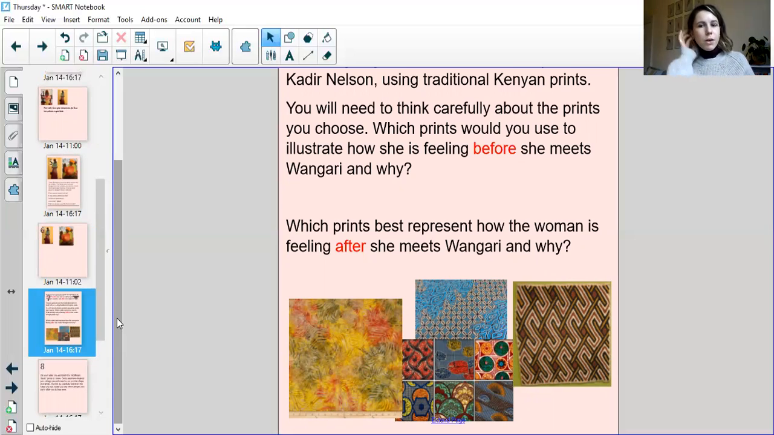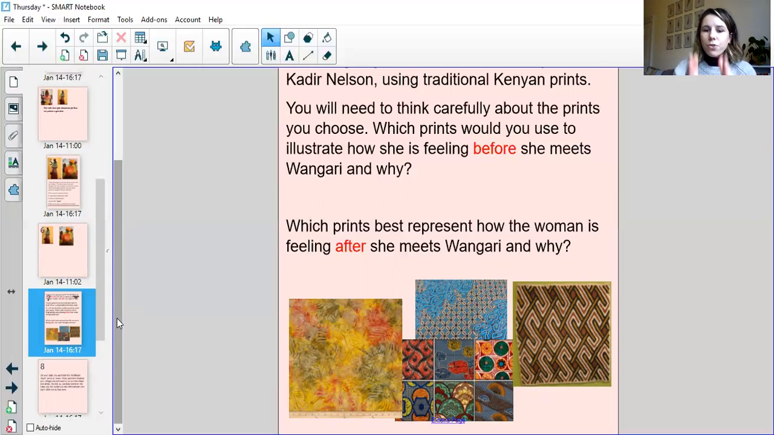So what you're going to do is draw an outline of the woman before she meets Wangari. Think about the colours of these prints, okay? Because that needs to show how she's feeling, okay? So I think we know that she's not particularly happy before she meets Wangari. She's probably worried. She might be a bit hopeless, okay? She's come to Wangari for help. So that means, I think, she's probably not going to be wanting to wear bright colours, okay?